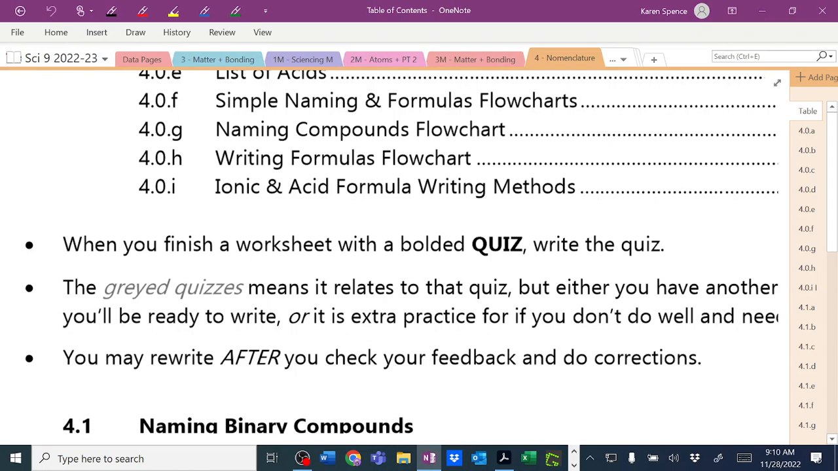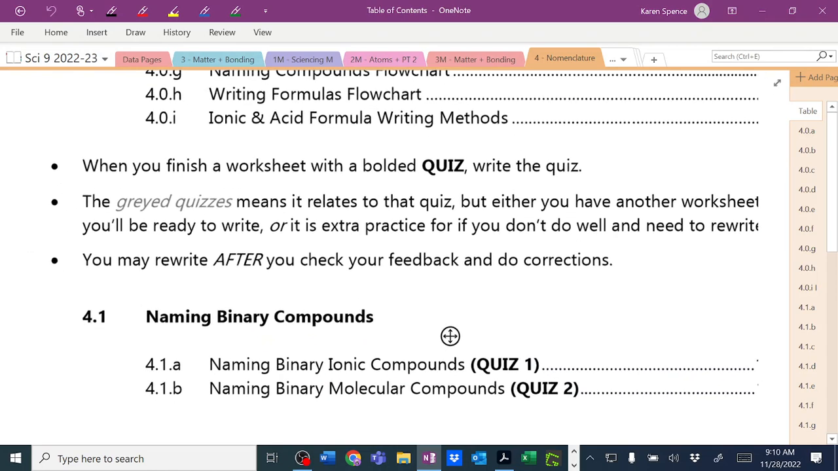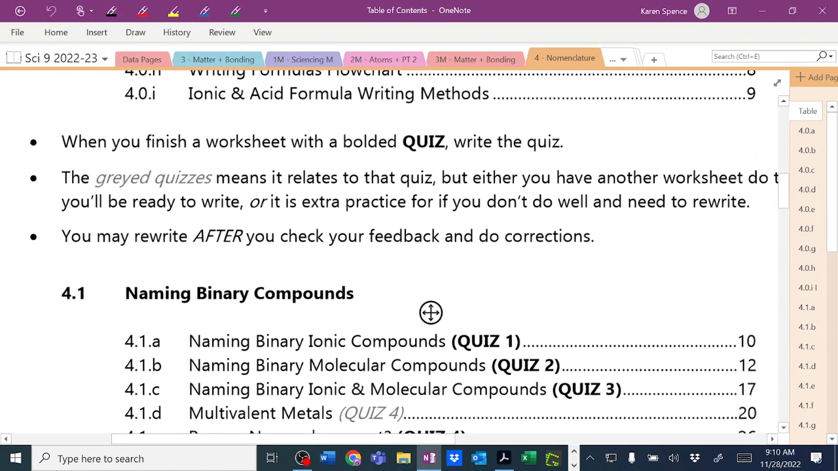So here's how it works. When you finish a worksheet with a bolded quiz, so that would be like 4.1a, do you see how it says quiz 1? That means that once you have done that and you feel good about it, you are ready to write quiz 1. In fact, some people have already written quiz 1 because they finished their test a little early and decided, okay, I'm ready to write quiz 1, and so they already have.